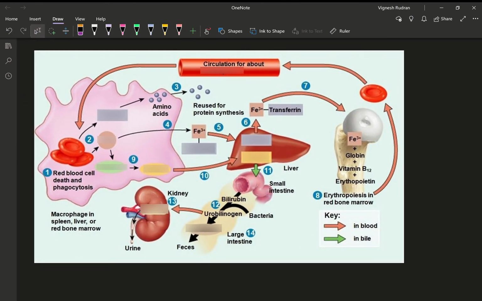So this is just like a fun review. So RBC is synthesized in the bone marrow. You need vitamin B12, you need globin, and you need iron to synthesize RBC along with erythropoietin. So RBCs are formed, they are circulated around, and they are phagocytized by spleen, liver, or red bone marrow, and they are split into heme and globin parts. The heme part, iron is being taken up by the liver and goes back into RBC formation.